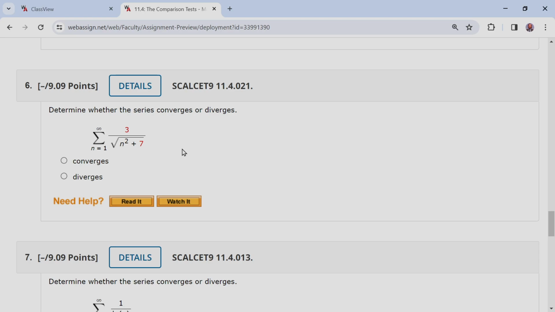Here is an example, put a star by it, where WebAssign and their question asking sucks. They should be asking you, what are you comparing to? What test are you using? What is the limit you're comparing? What is the value that's popping out of that limit? And they are not. I don't know why. It is what it is.